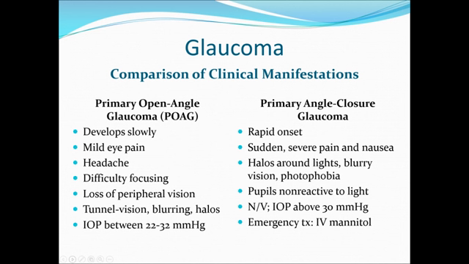With your angle closure glaucoma, again, very rapid onset. It's going to be sudden, severe pain. A lot of times there's nausea and even projectile vomiting with that. They tend to see halos around the lights. Pupils may become non-reactive. This is very acute. We're going to treat them with IV mannitol and then correct the initial cause of the problem.